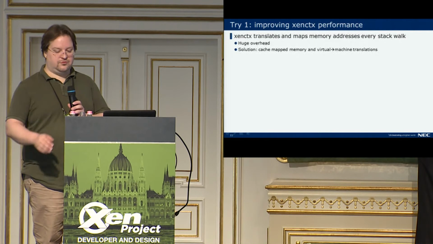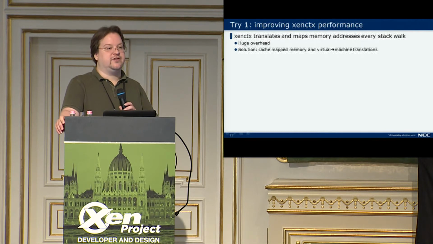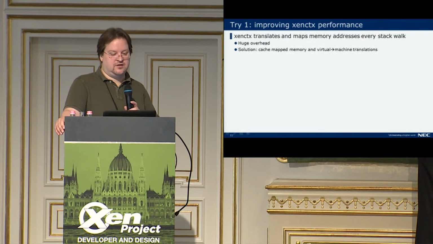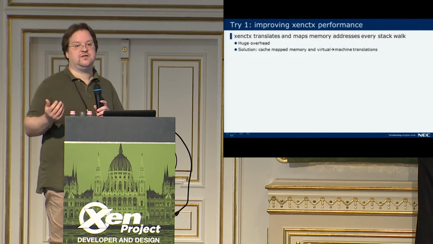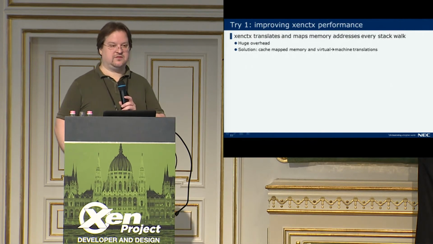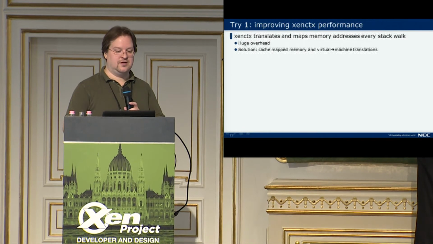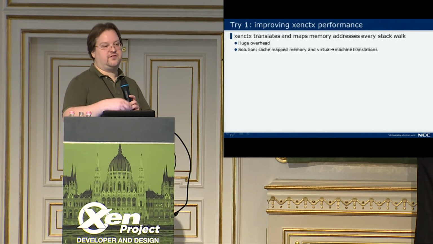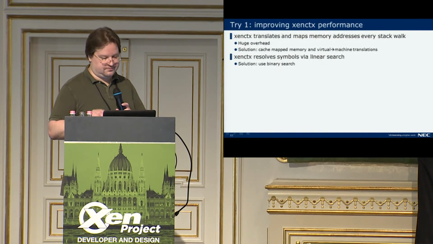Okay, so now let me show you a couple of performance numbers to give you an idea how Uniprof performs. As I said, originally I looked at Xen CTX and tried to figure out whether it would be more useful to just improve the Xen CTX tool for our requirements. So one thing that I figured out pretty early is that this address translation and mapping that I talked about, that Xen CTX really did it in the most straightforward way, where it would translate and map memory addresses on every single walk for every single address, which gave you a huge overhead. And of course, as I said, the solution here would be to just cache the memory that you have already mapped, so you don't need to do this all the time.